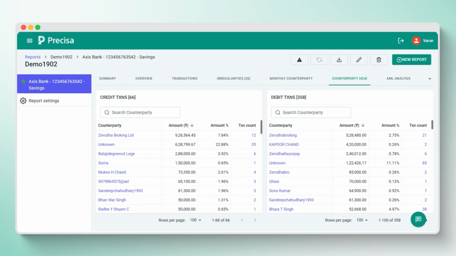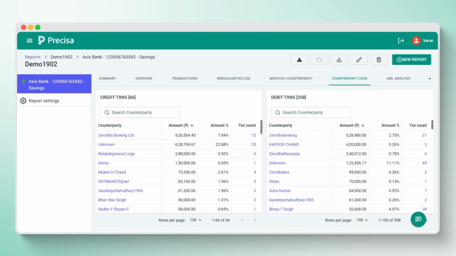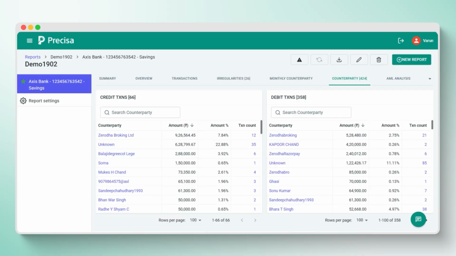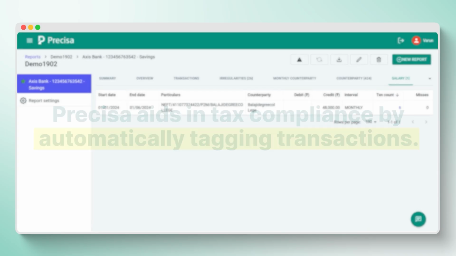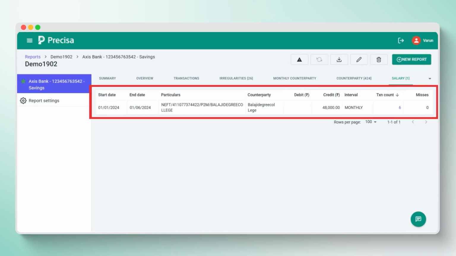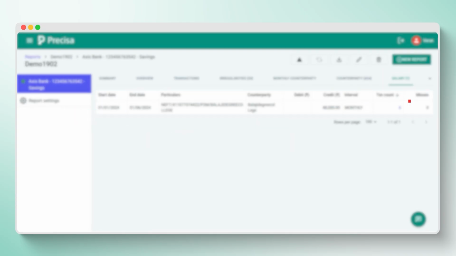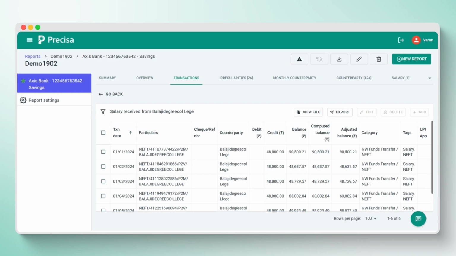format. Switching to the counterparty view, we can focus on transactions categorized by the entities involved. This helps in understanding the flow of funds and identifying key transaction partners. Procedure aids in tax compliance by automatically tagging transactions. For instance, here's a transaction tagged as salary, which is crucial for income tax reporting and verification. By clicking on the salary tag, we view all related transactions. This detailed view shows all salary credits from the counterparty, along with calculated and adjusted balances, ensuring accurate income analysis.